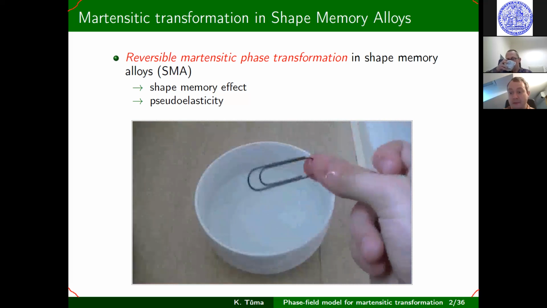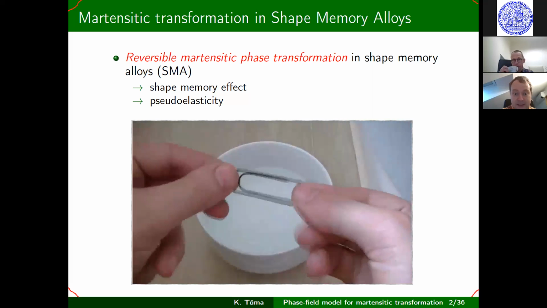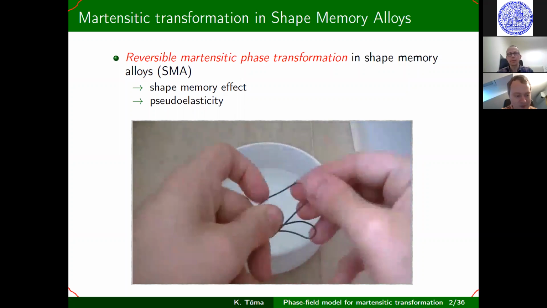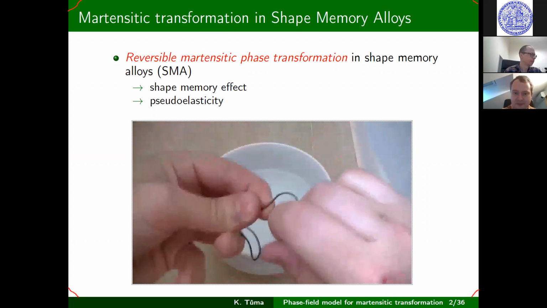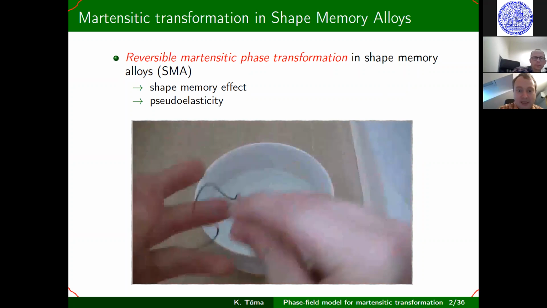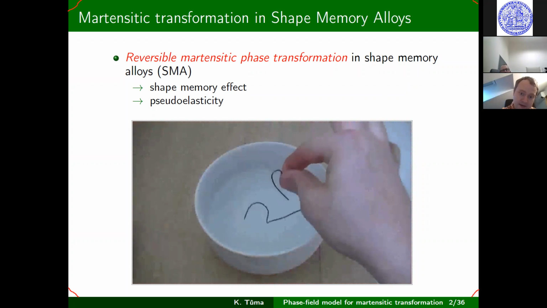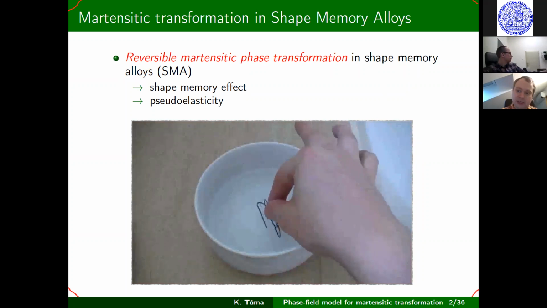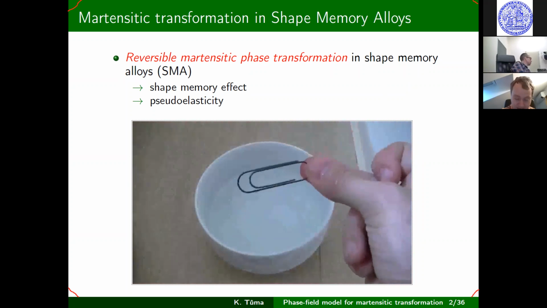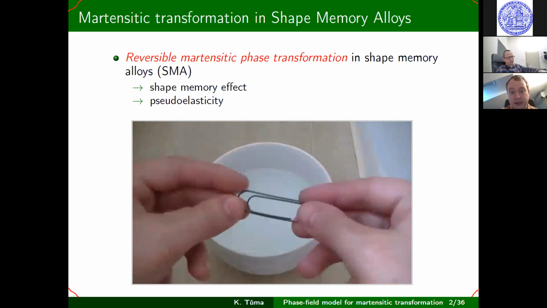In fact, it is not a paper clip made of steel. If it was made of steel, the plastic deformation would be permanent, and it could not get its original shape. But here it is made of shape memory alloy. I'm not sure what exactly it is, but probably some nickel titanium alloy. During the deformation, it is not just elastic or possibly plastic deformation. At the beginning it is elastic deformation, and then some phase transformation happens inside the material.